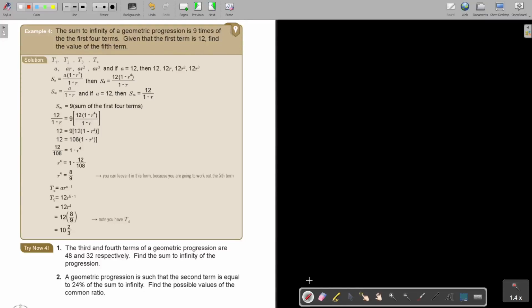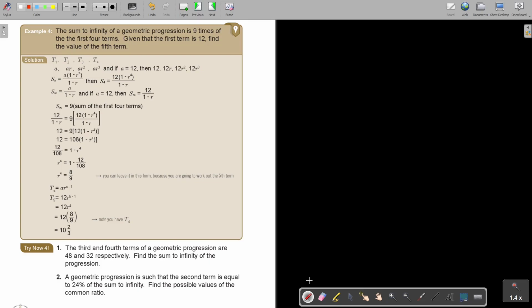A level, sequences and series. Exam preparation questions, part 4. Let's look at another example. Now, in this video, we will start to look at geometric progressions.